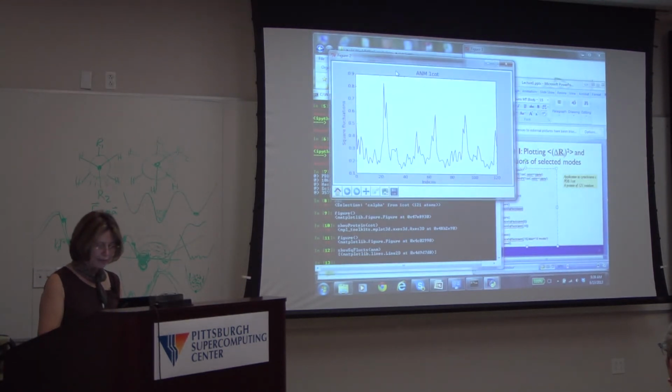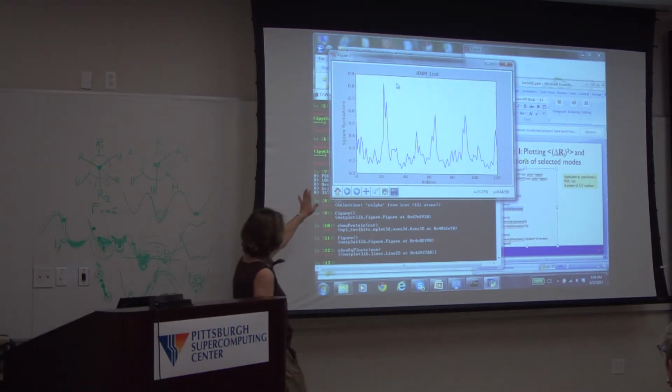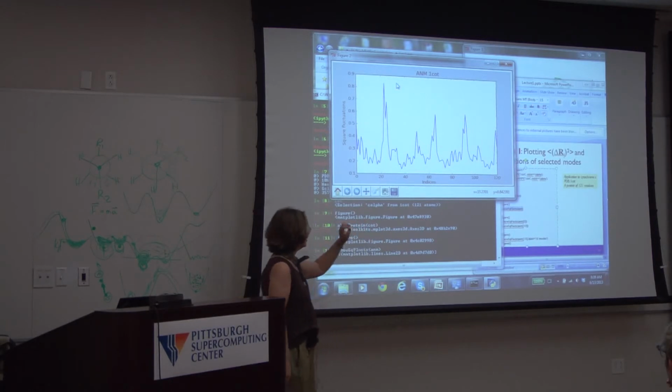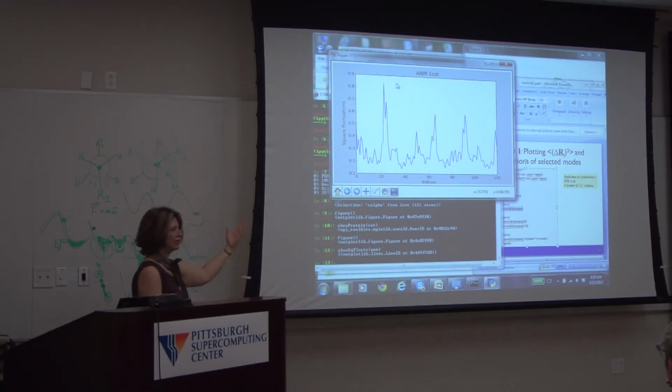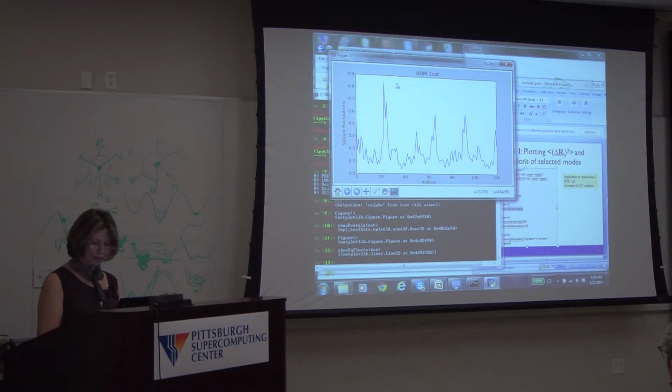So here you have the square fluctuations. Instantly we have already generated what the mean square fluctuations look like. And it's possible to compare with the B factors, for example, if they are available, as a function of residue index. Now, as I mentioned, you can have the contribution of several different modes.